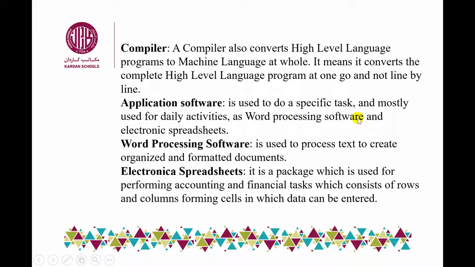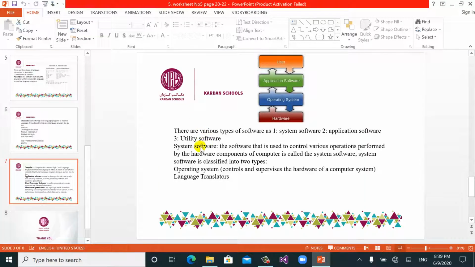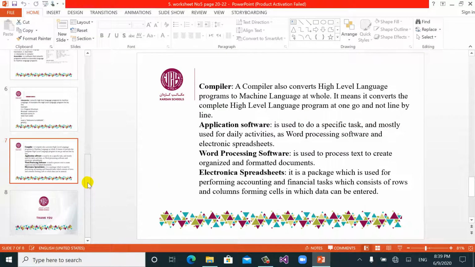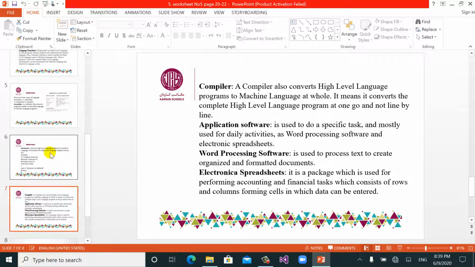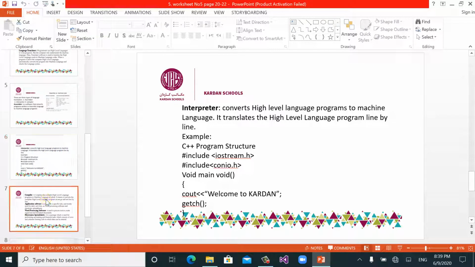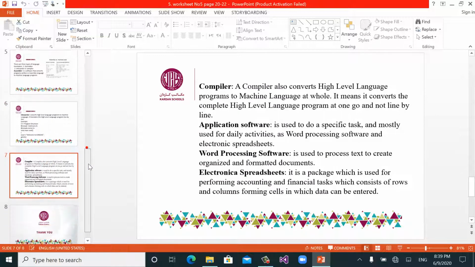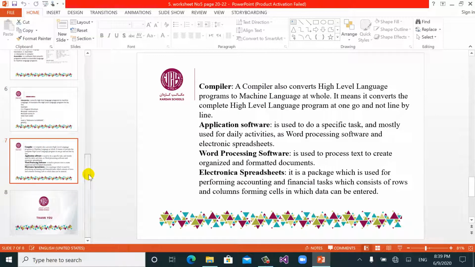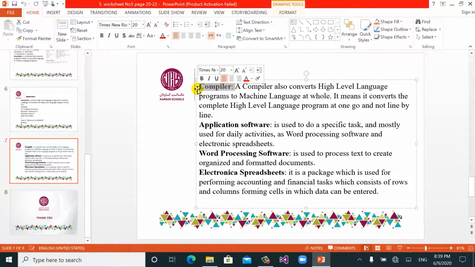For example, word processing software or electronic spreadsheets. For example, this is an application. If I want to present something, I need an application. This is my application. It makes it easy for me to create a presentation for you, and you can learn it. Very simple. For example, if I want to change the color, yes, I can, because I have options here. Options help me. Application software is also used to perform specific tasks, for example, calculations.